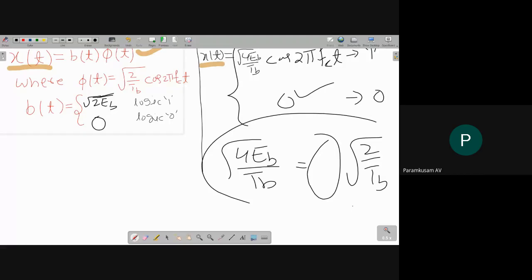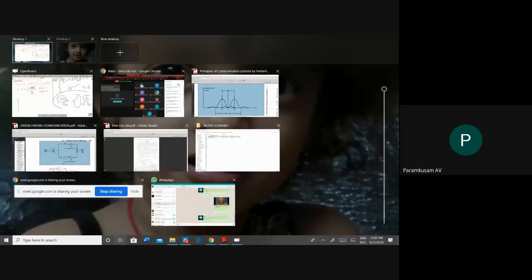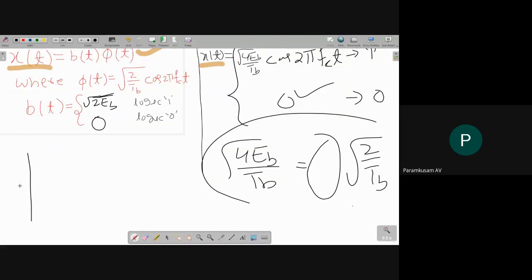So here B of t is equal to root of 2EB, and if you draw the B of t waveform when logic 1, it is a constant value. What is this value? Root over 2EB. Suppose this value is equal to A. A when logic is 1, and 0 when logic is 0. Again A when logic is 1, okay, and 0 when logic is 0.